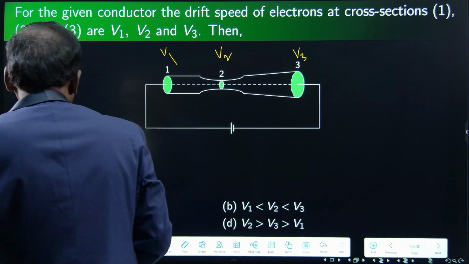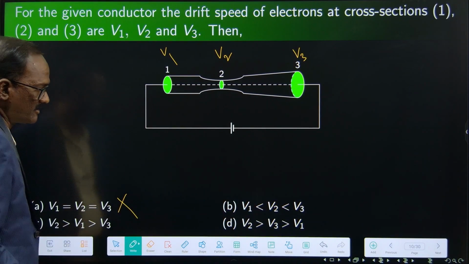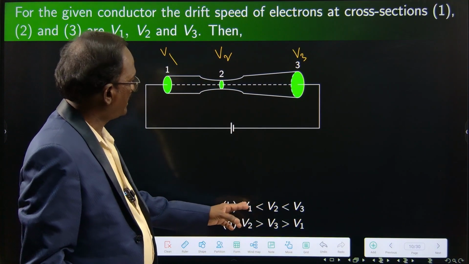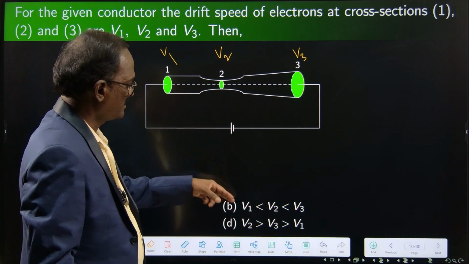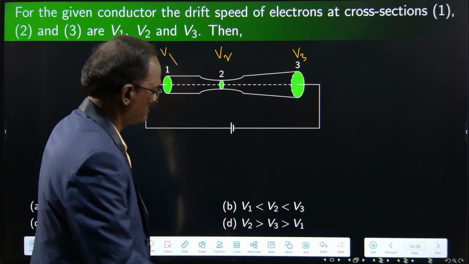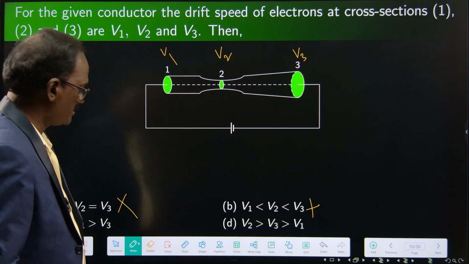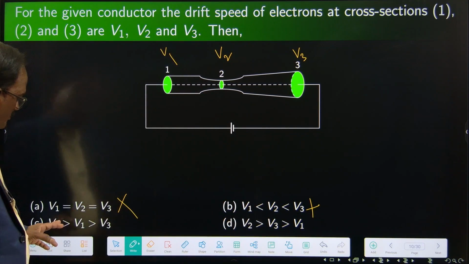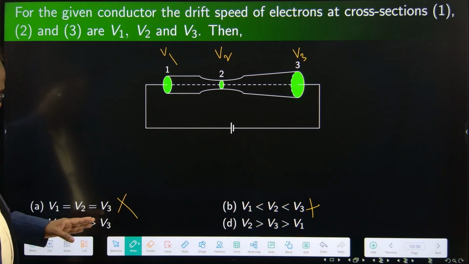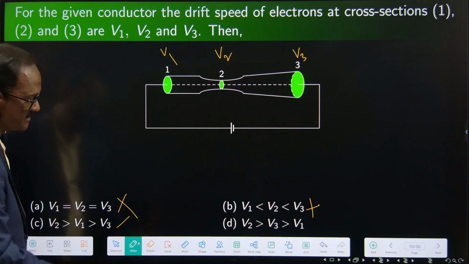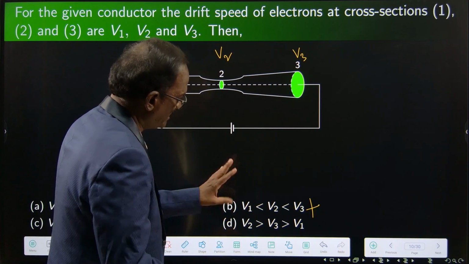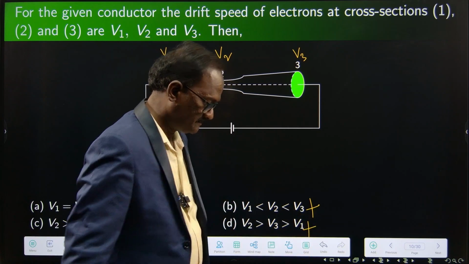So V1 is equal to V2 is equal to V3. Wrong. V2 is greater than V1. Yes. But V3 is greater than, wrong. V3 will be the lowest value. V2 is greater than V1. Okay. V3 is less than V1. Yes, this is correct. V2 is greater than V1 is greater than V3.